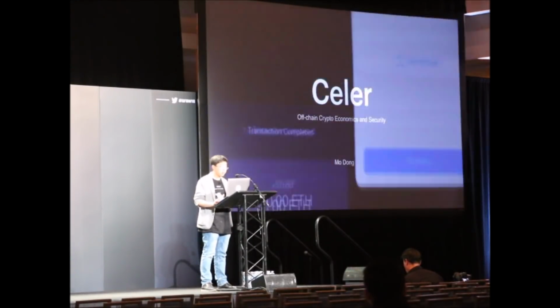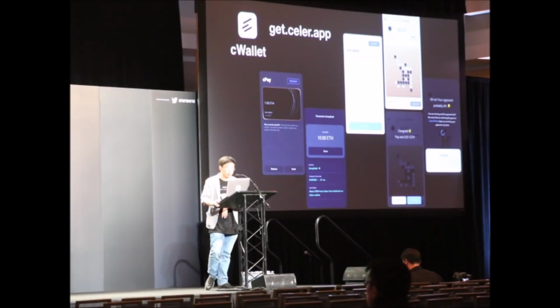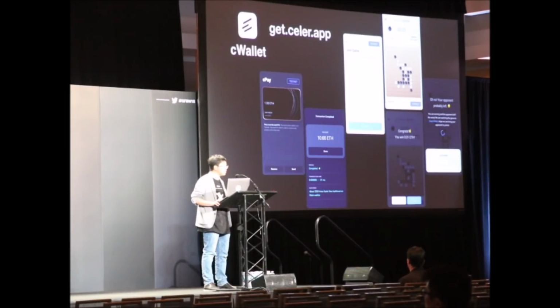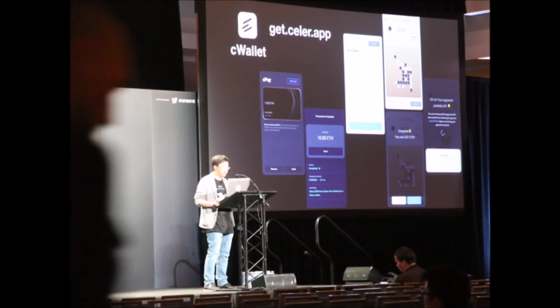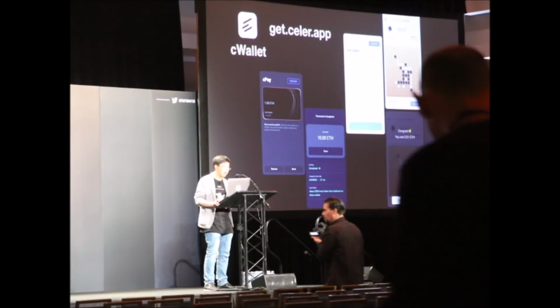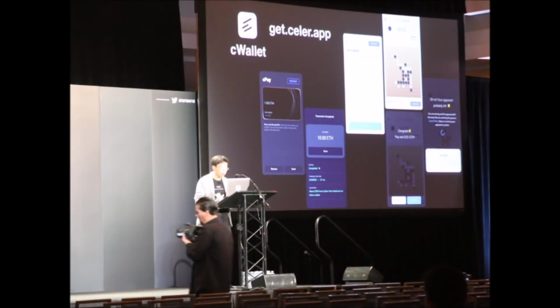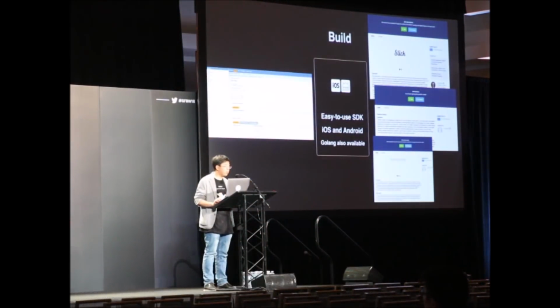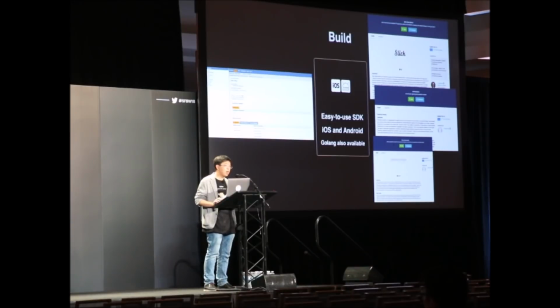talk about today. But before that, I just want to quickly announce that we just launched our testnet and SDK, and you can actually try out the testnet using our user-facing application called C-Wallet. You can download that at get.celer.app. And we also have released SDK, and people have already been building on top of Celer with quite cool applications like gas fee options, off-chain prediction market, and all that stuff.